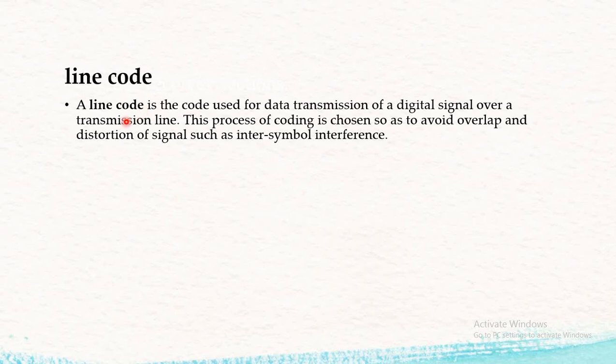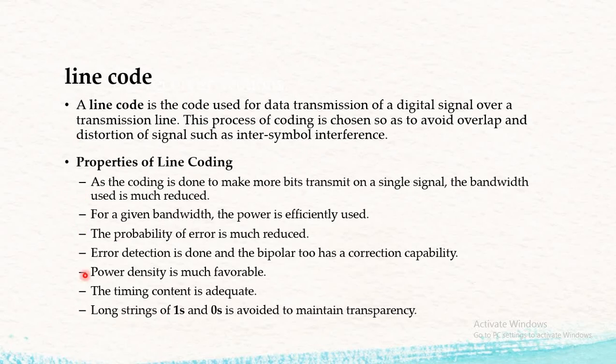A line code is a code used for data transmission of a digital signal over a transmission line. This process of coding is chosen so as to avoid overlap and distortion of signals, such as inter-symbol interference. These are all the properties of a line code.